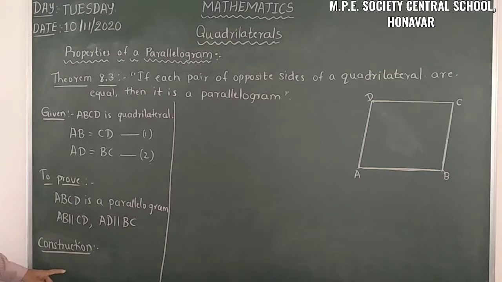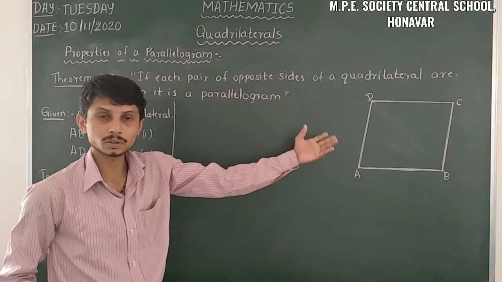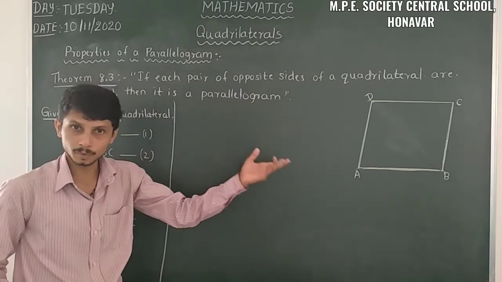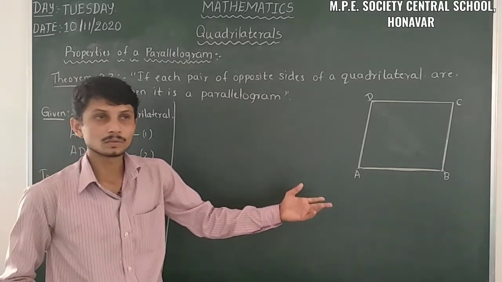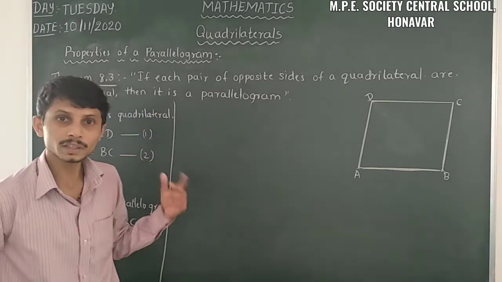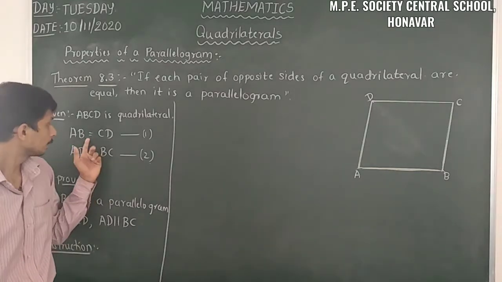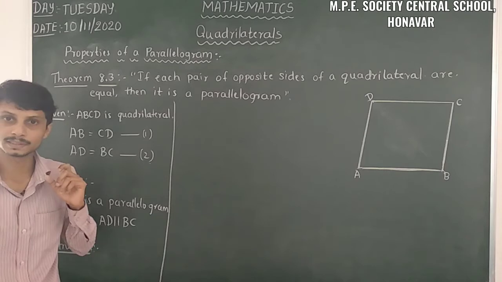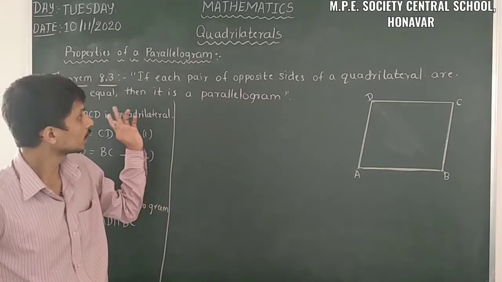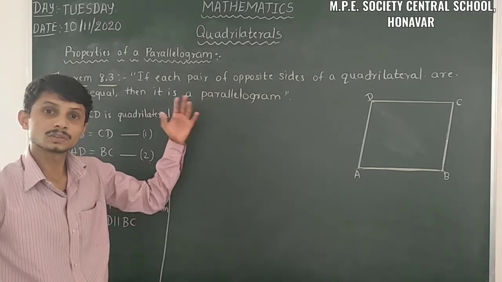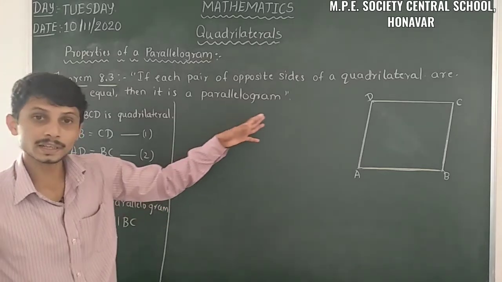So here we need some construction, because only from the diagram we can't prove these things. We need at least two triangles, some lines and some angles. Just observe: AB and CD, and AD and BC. Some equalities are there. From those equalities we have to prove AB is parallel to CD. So when we prove that AB is parallel to CD, firstly we have to take a diagonal.